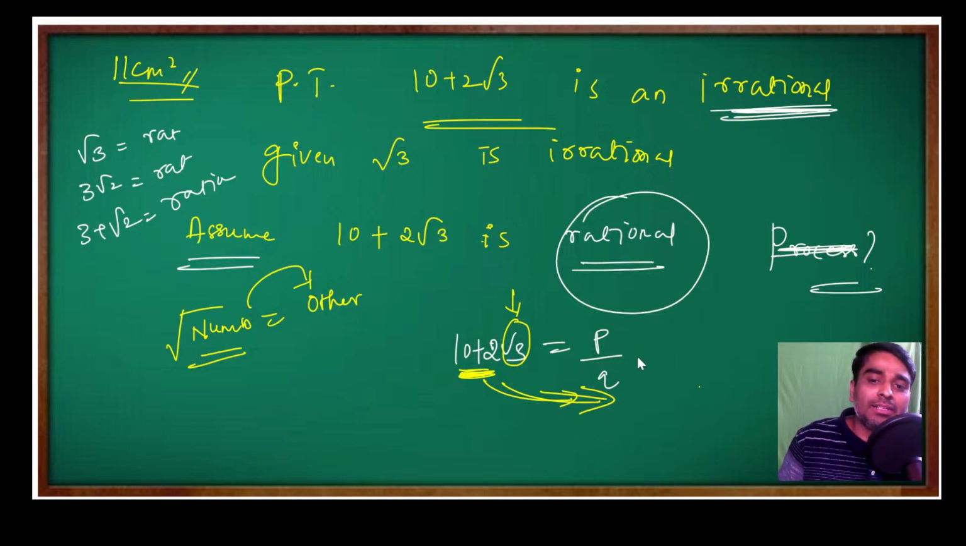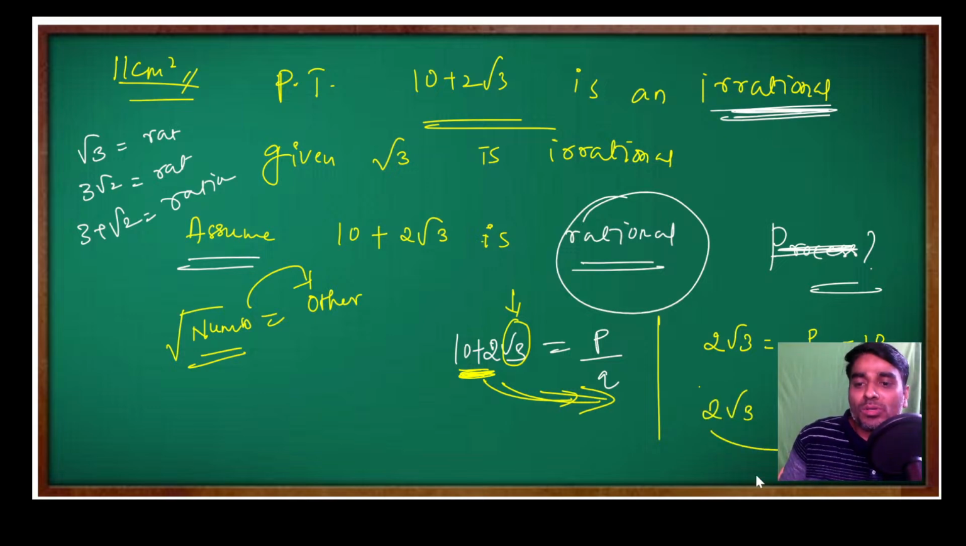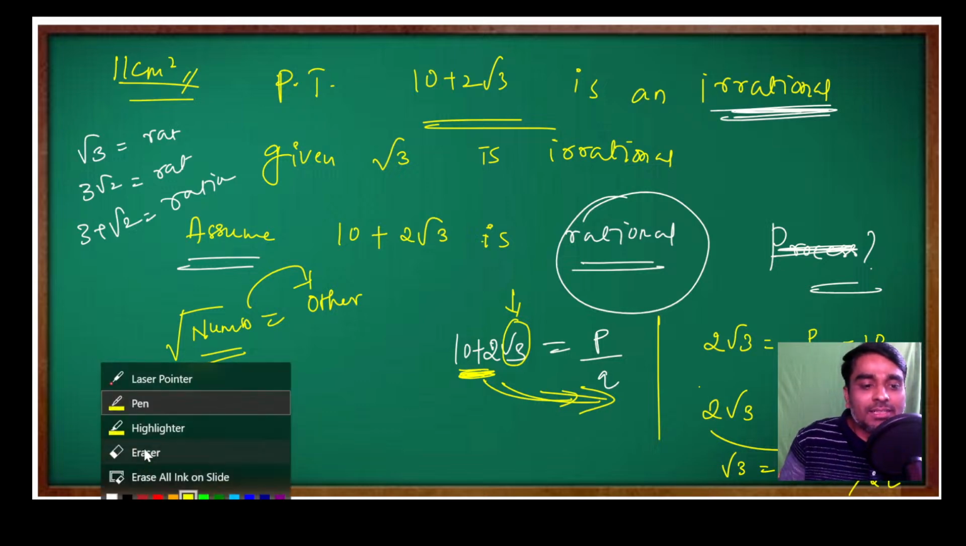So what will happen? First I will shift 10. So 2 root 3 equals P by Q minus 10. Then we'll multiply this Q to this, cross multiply. P minus 10Q by Q. Now I will shift this 2. 2 root 3, shift this 2. So root 3 equals P minus 10Q divided by 2Q. Any doubt here? Understood? Process.